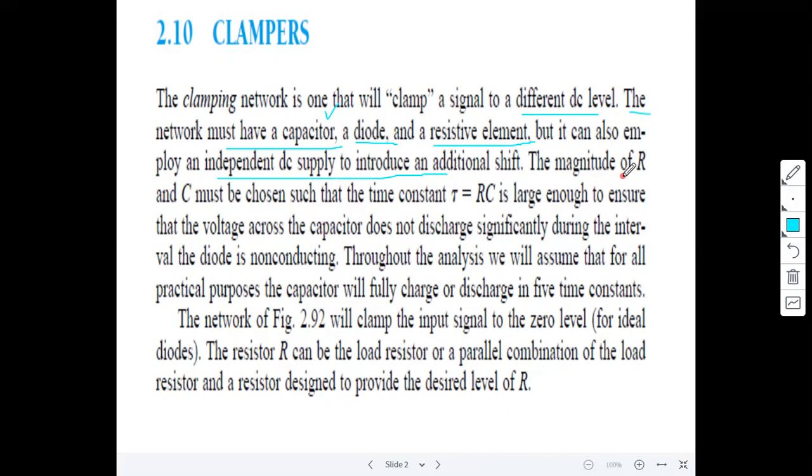And if a clamper circuit uses resistor R and capacitor C, the time constant tau equal to RC must be large enough to ensure that the voltage across the capacitor does not discharge significantly during the interval when the diode is not conducting. So we will discuss that one: how to choose the resistor value in a clamper circuit, right?